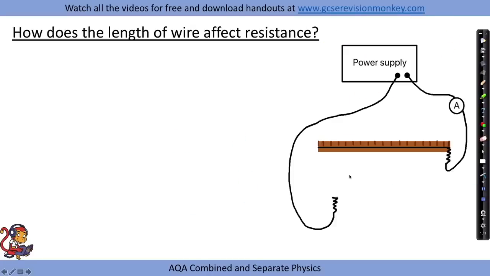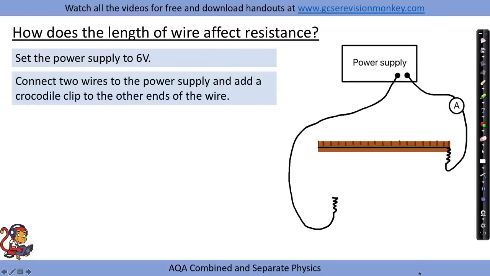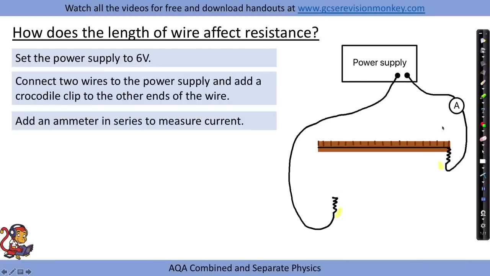I. So in this practical, we need to change the length of the wire. That's going to be our independent variable, and we are going to measure resistance, which will be our dependent variable. So the first thing we do is set the power applied to a specific voltage, for example 6 volts. We will connect 2 wires to the power supply and add a crocodile clip to the other ends of the wire. We'll then add an ammeter in here in series, and this will measure current, which is going to be the I part of our equation.